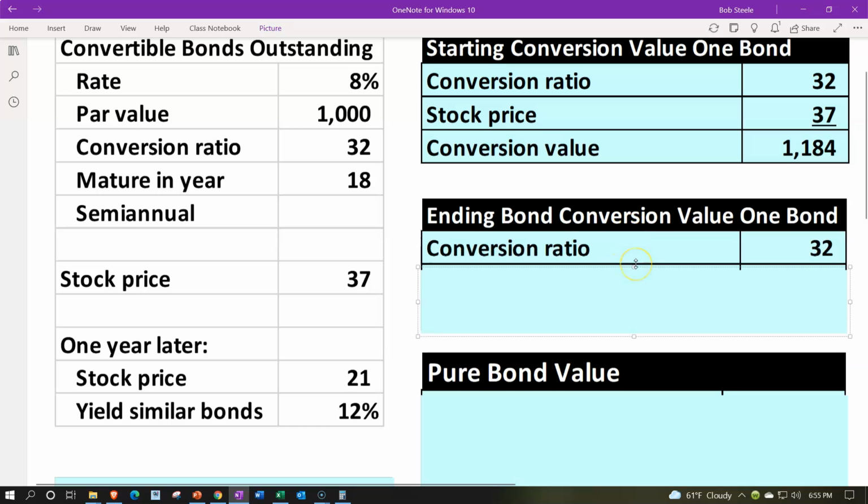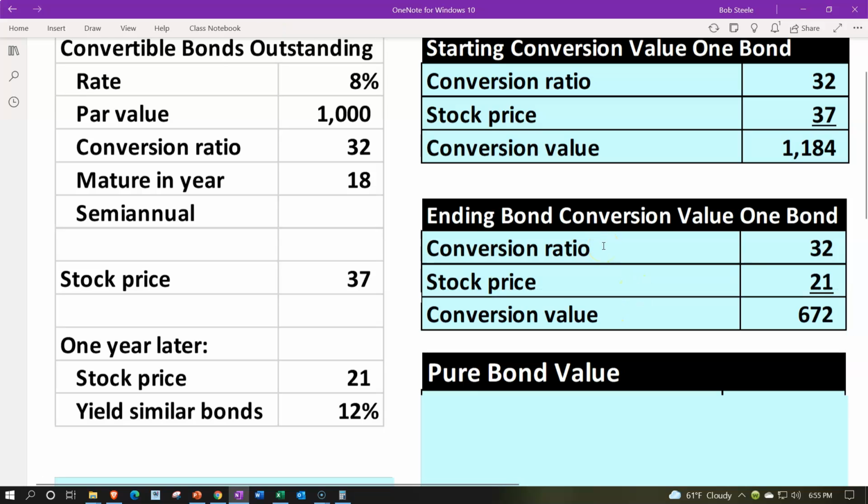Then we'll look at the ending conversion value. At the end of the time period, or 1 year later, the conversion ratio is still at 32. We can still convert them to 32 shares, but now the stock price is only $21. Therefore, the conversion value is going to be that $672 versus the starting point of $1,184.